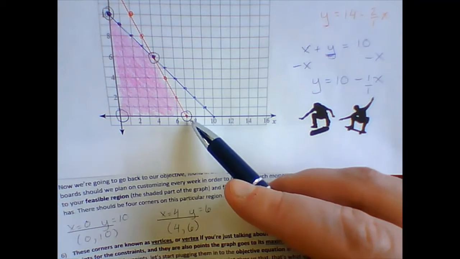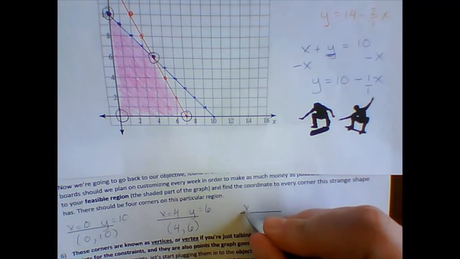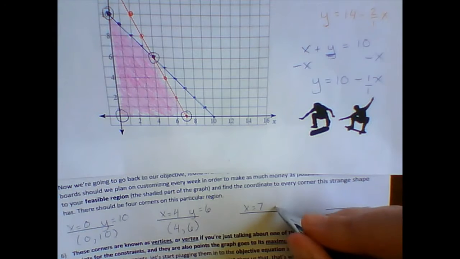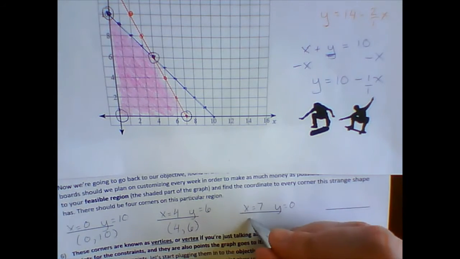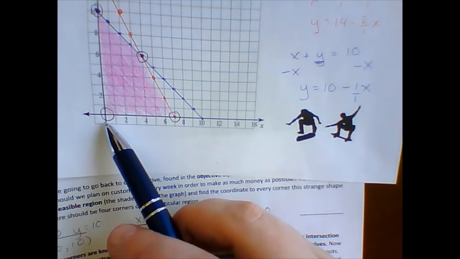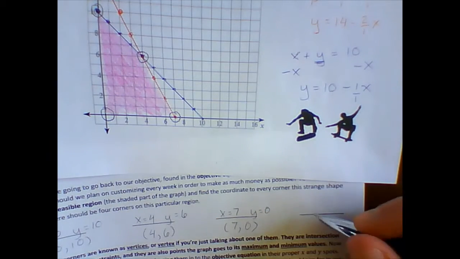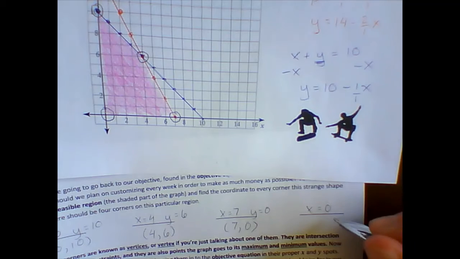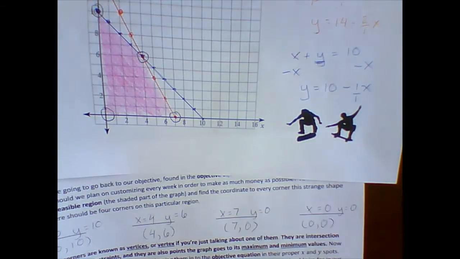Down on the bottom, that's the x-axis. So that x is at a 7, and there is no height, so the y is 0. So this has an ordered pair of 7, 0. And the last point is the origin. So everybody at the origin goes to 0, so x and y are 0, or it's 0, 0. So those are all the points.